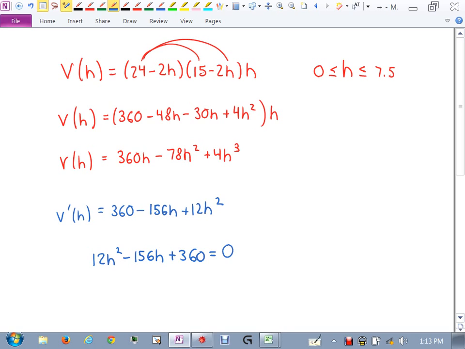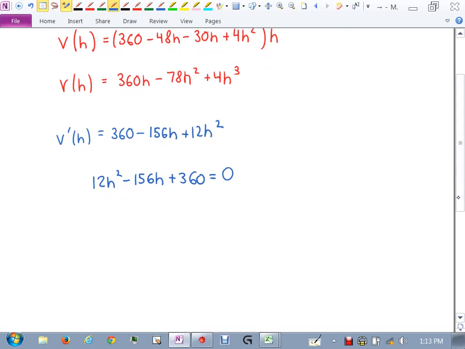Oh, it is nice, isn't it? Did you get x is 3 and 10? H is 3 and 10, sorry. H equals 3 and 10. The chances of that working out that nicely, that's completely random because I made those numbers up and I did not intend for them to work out that nice. So 3 and 10.